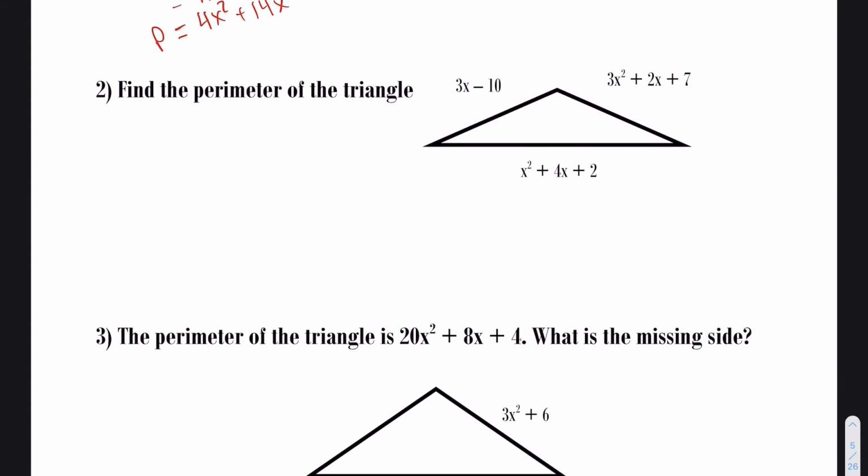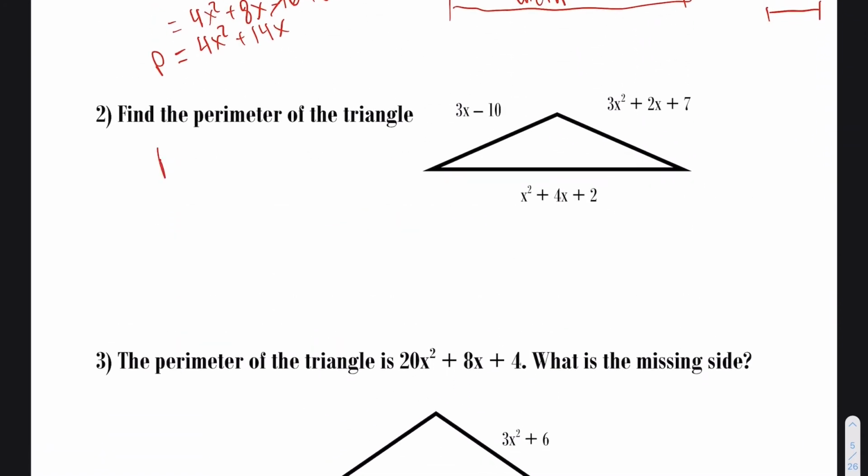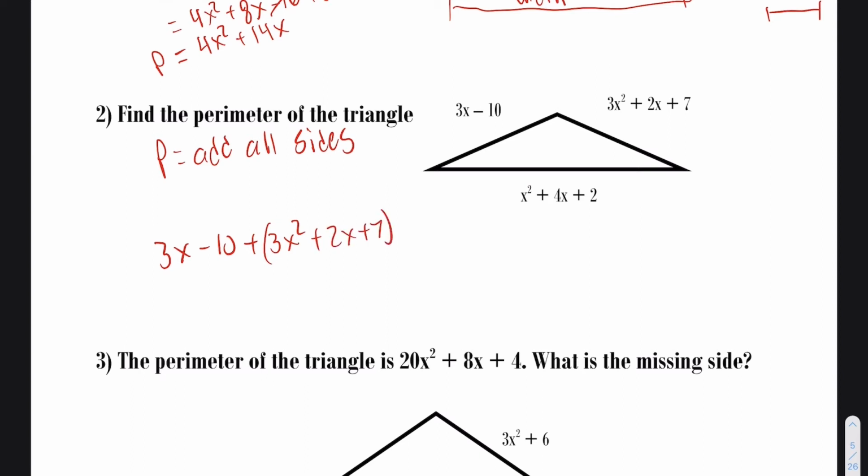The perimeter for a triangle, this one doesn't have a special formula, at least as far as I know. I'm sure that somebody has made a formula before, but in the two examples that we have here, you just add all the sides. So let's add together 3x minus 10 plus 3x squared plus 2x plus 7 plus x squared plus 4x plus 2.